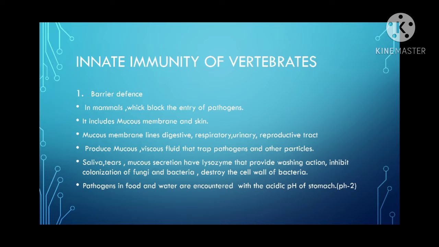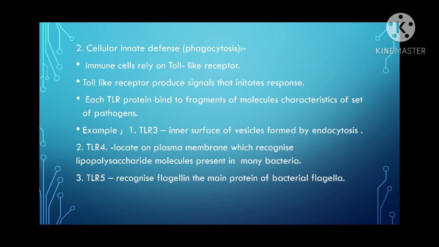So the next phase in innate immunity is cellular innate defense. That is the defense mechanism of the innate cell at the cellular level, that is phagocytosis. The immune cell depends on the toll-like receptor. The toll-like receptor is the receptor which relays or depends on the activation of signals. It basically produces signals that initiate a response. Here the response means immune response.